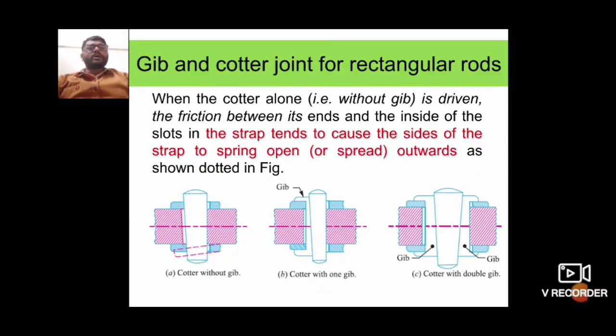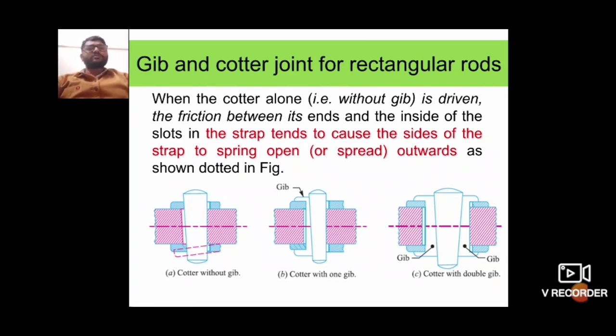Next is jib and quarter joint for rectangular rods. Here three diagrams are shown: the first for quarter without jib, the second for quarter with one jib, and the third for quarter with double jib. The middle component in these three diagrams is the quarter, and the outer portion of the quarter is provided as a jib. The second diagram shows one jib and the third diagram shows two jibs.